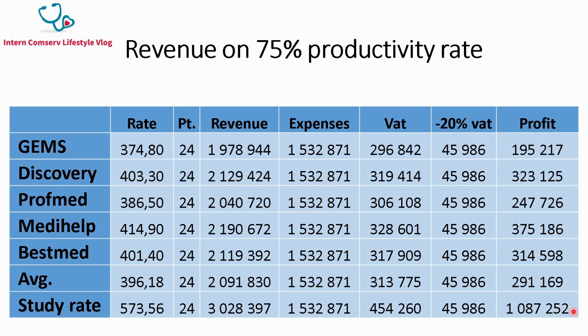So how does this compare to the GP in the public sector? A GP in the public sector earns 1,173,900. So a GP in the public sector earns more.